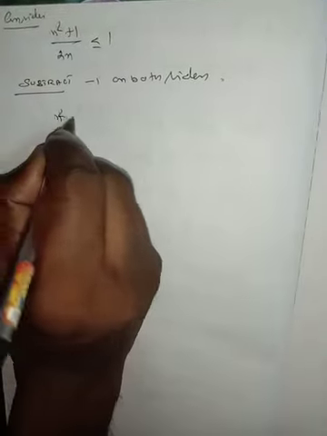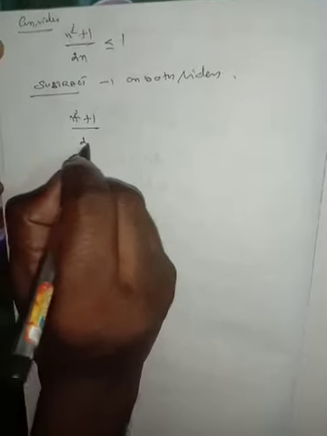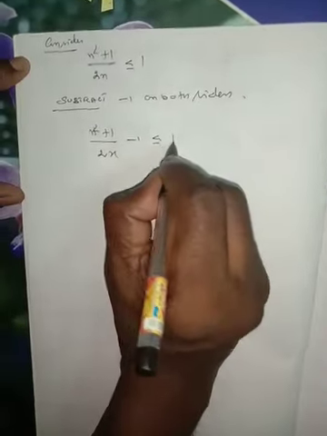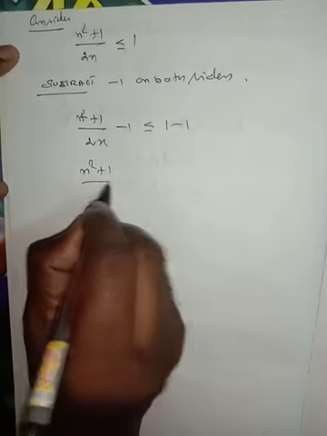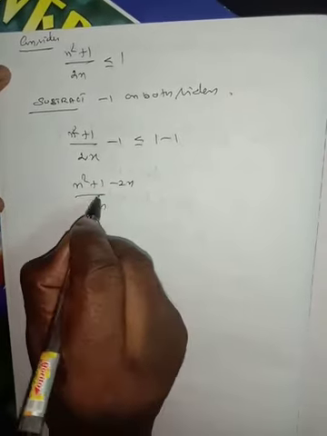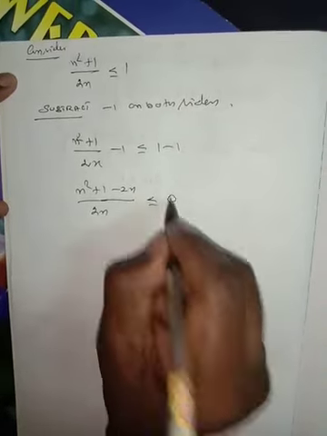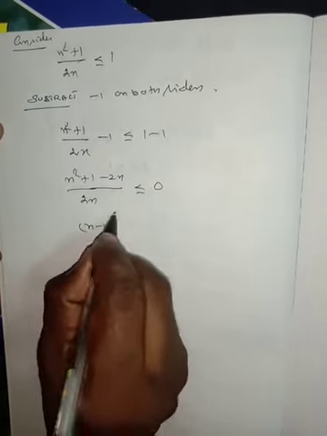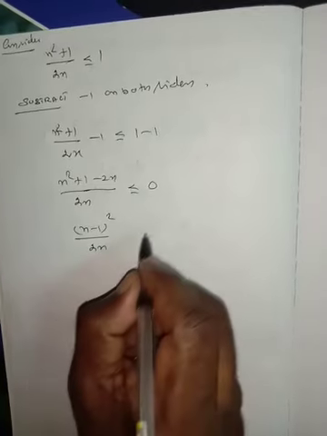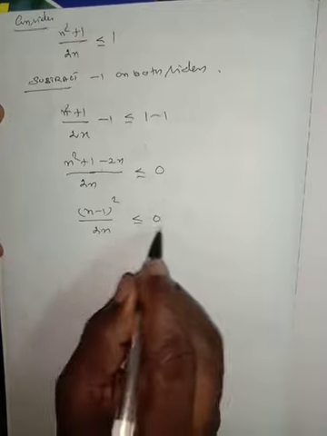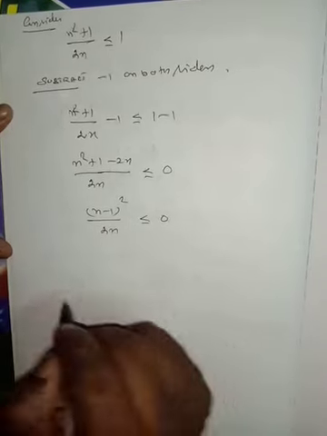x square plus 1 divided by 2x minus 1 less than or equal to 1 minus 1. So now x square plus 1 divided by 2x, taking LCM, minus 2x numerator, less than or equal to 0. Now numerator x minus 1 whole square divided by 2x less than or equal to 0. This can be written as 0 is greater than or equal to x minus 1 whole square divided by 2x.